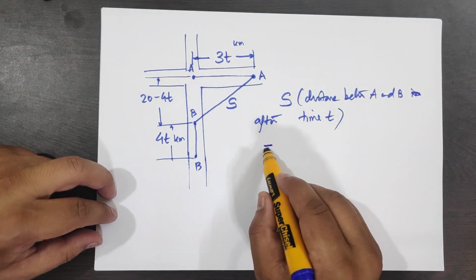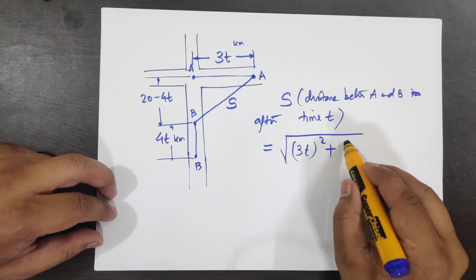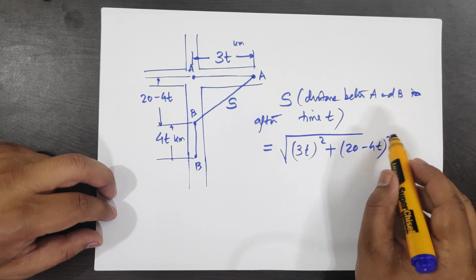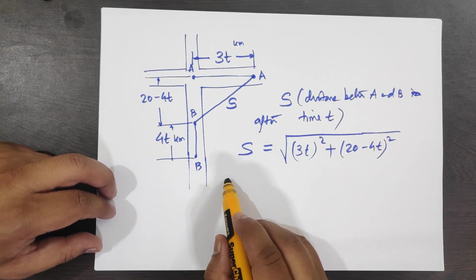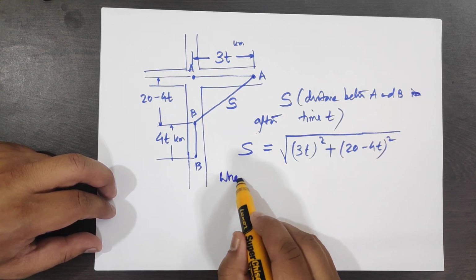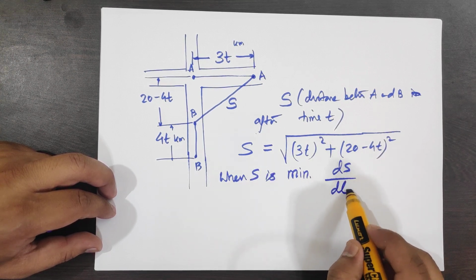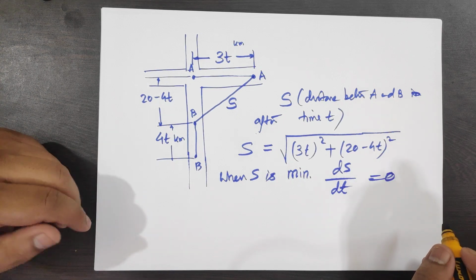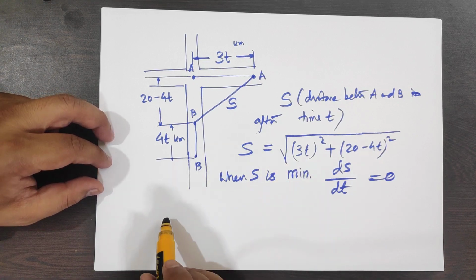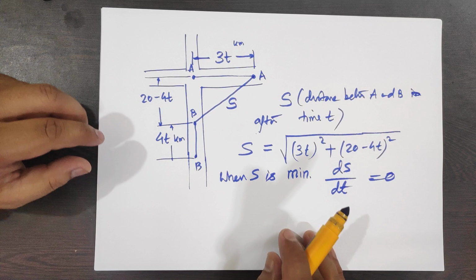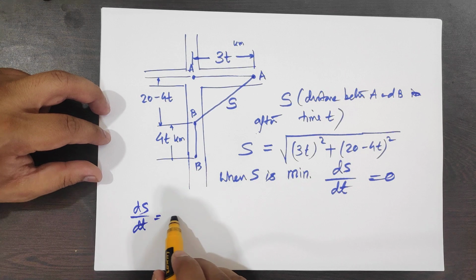So this S happens to be equal to root over of 3t square plus 20 minus 4t square, so that you can simplify this S. So when S is minimum, you have to substitute dS by dt equal to 0. dS by dt is equal to 0. Let's see. So here, dS by dt is actually this.